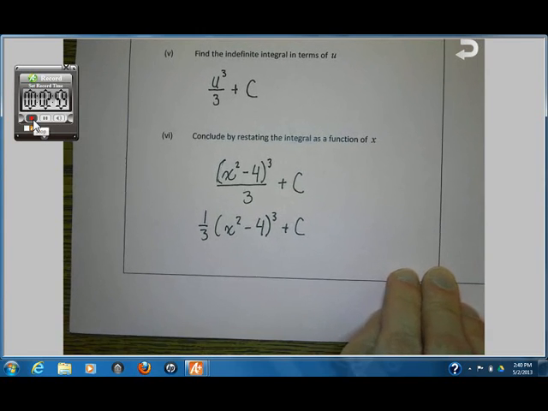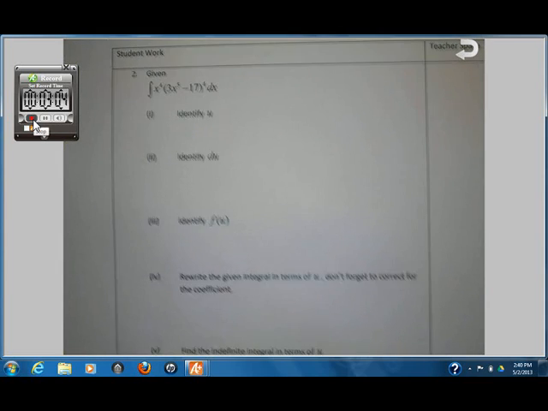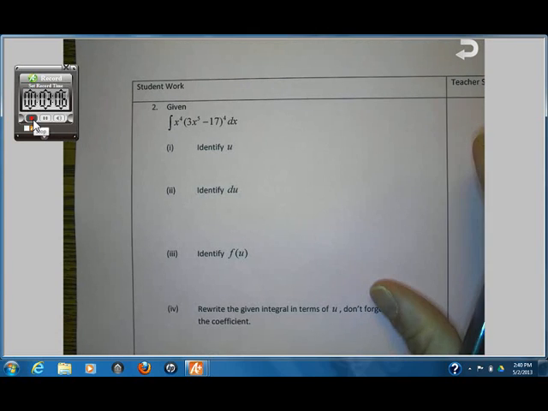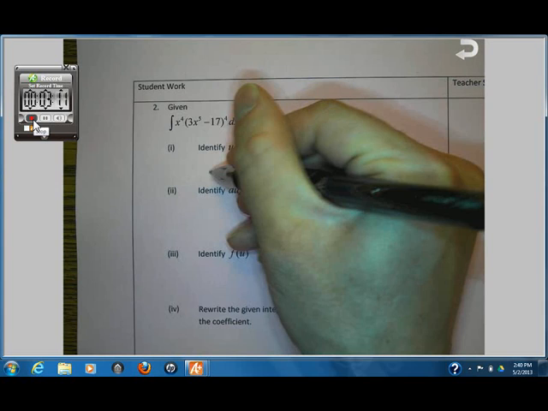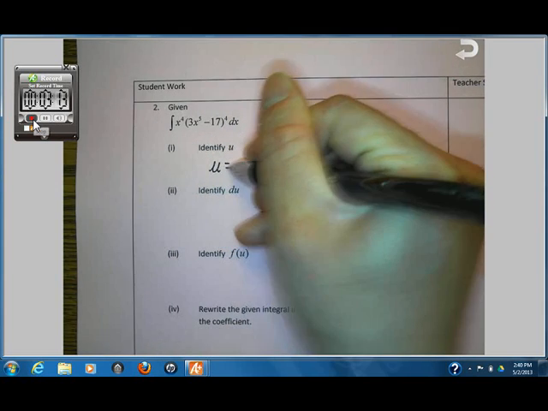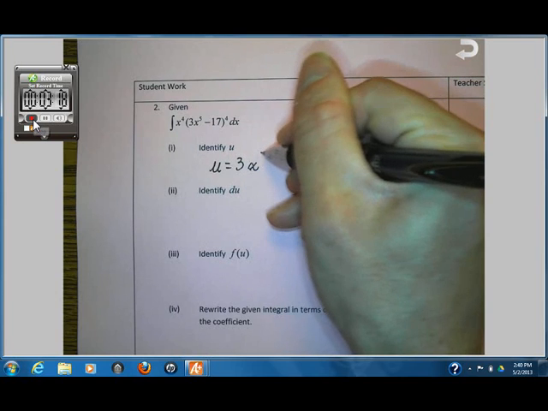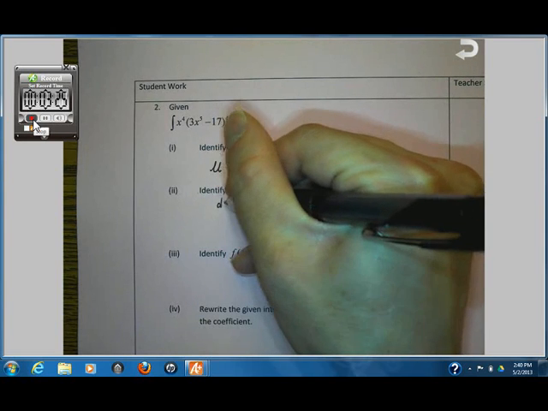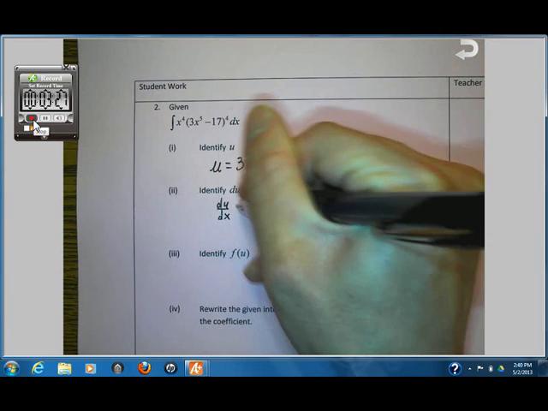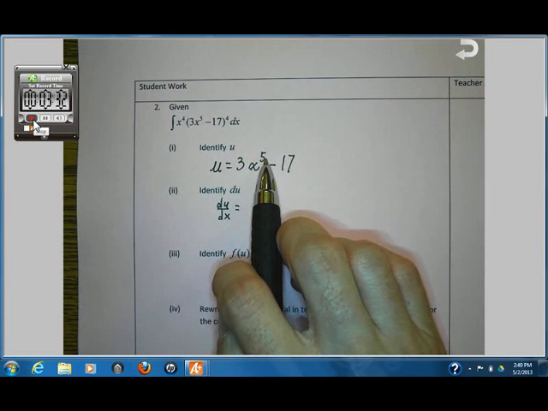Okay, so now we identify u here. u is pretty obviously what's inside the parentheses. So you have 3x to the 5th minus 17. We take the derivative of u with respect to x. So that's du/dx is equal to, take your exponent here, that's 5. That multiplies by the coefficient. So we have 15x, power goes down by 1 to the 4th.